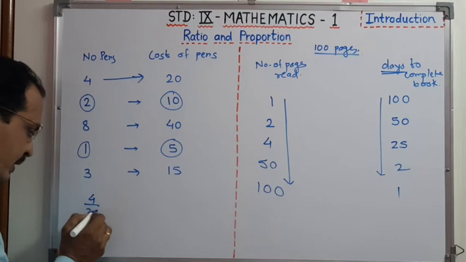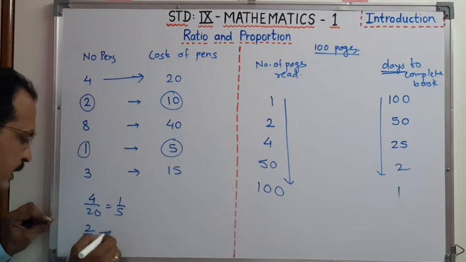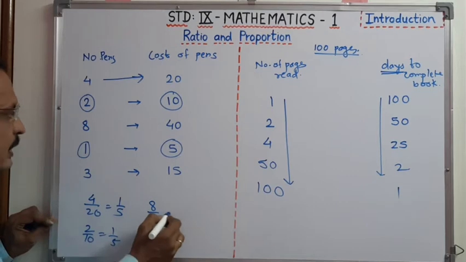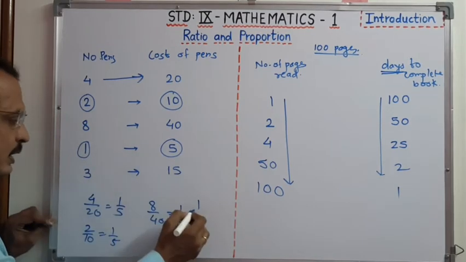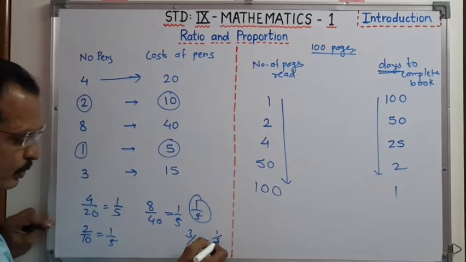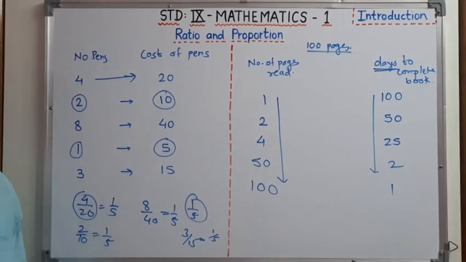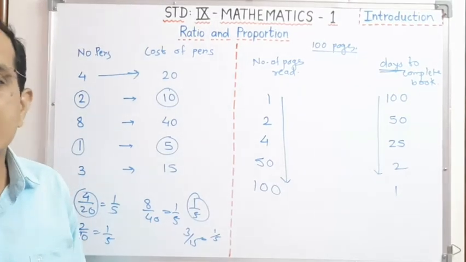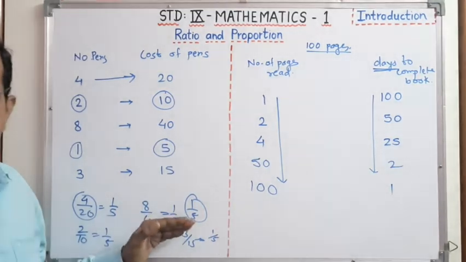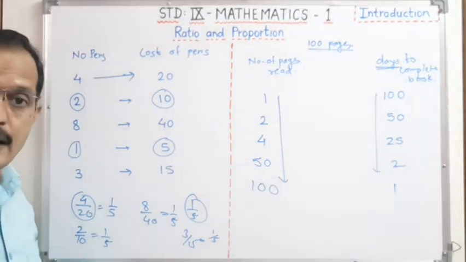If I do the division of this, that is 4 upon 20, it is 1 upon 5. Then 2 upon 10, it is 1 upon 5. Here it is 8 upon 40, then it is 1 upon 5. If 1 upon 5, then 3 upon 15, it is 1 upon 5. Therefore, dear student, here the ratio of these two quantities remains constant every time. When the ratio of two quantities remains constant every time, then it is called a direct proportion.